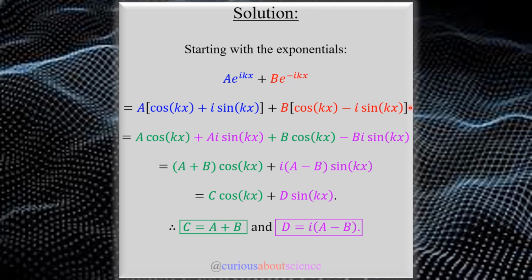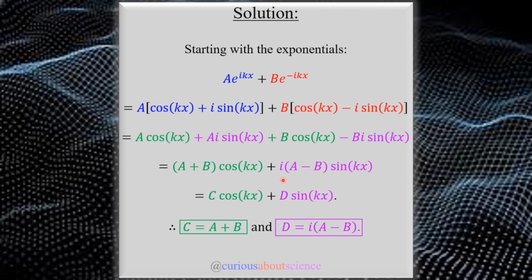Not too bad, but now we can go ahead and distribute the a. So we do that here. We get a cosine plus ai sine. We distribute the b into the second bracket, so we get b cosine minus bi sine. And as you expect from the color coordinating, we're going to group the sines and cosines together. And when we do this, we factor out a cosine. We get a plus b, positive a, positive b.